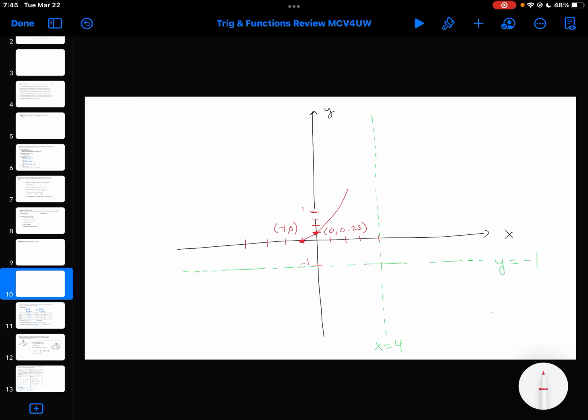And then I know, based on my experience with rational functions, that one part is going to be in this quadrant, and then the other part is going to sort of mirror that and be in this other quadrant here. And now I've got a graph of that function with all those key points on it, or key features.